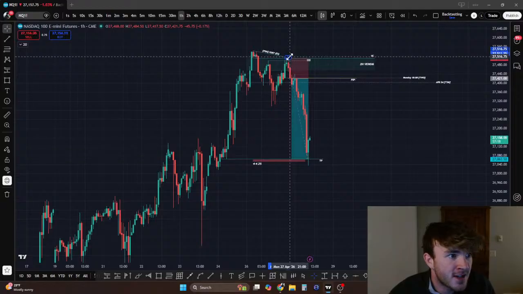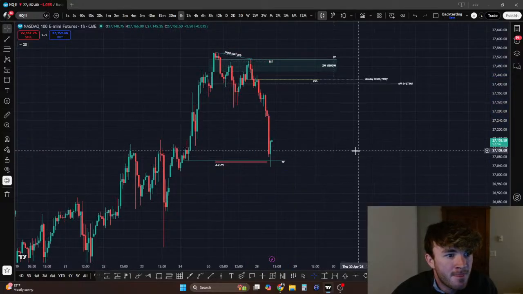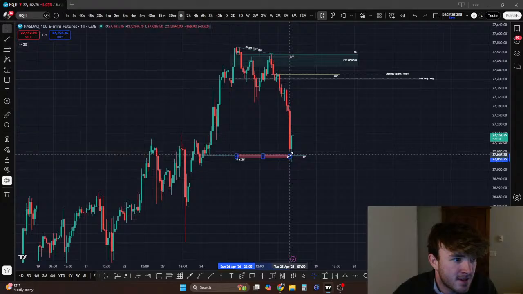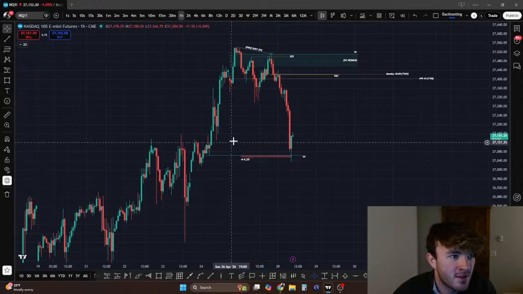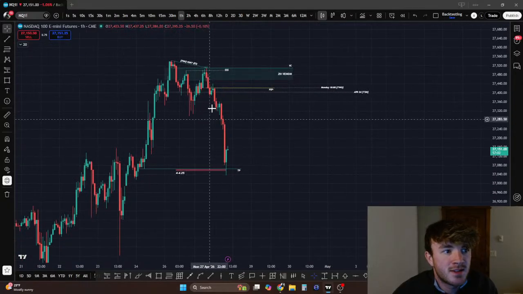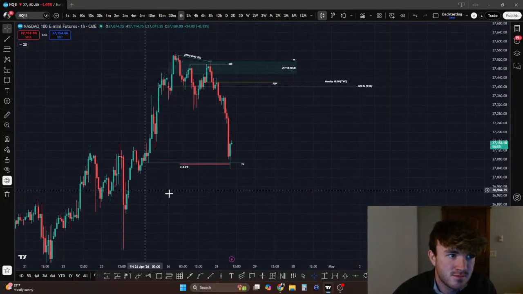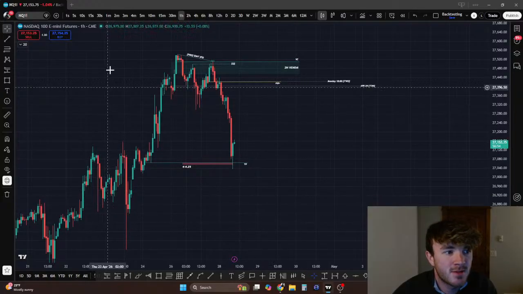So why I like trading NQ so much is it just makes it very simple. It's very, very repeatable. I can trade it over and over again the same way. So yeah, obviously this is a market maker sell model.